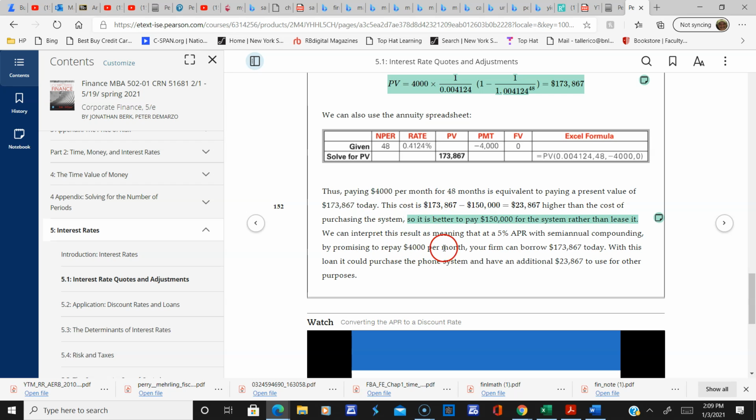So they say we can interpret this result as meaning that at a 5% APR with semi-annual compounding, right here, whoops, hold on. Let me highlight that. Very good. By promising to repay $4,000 per month, your firm can borrow $173,867 today. With this loan, it could purchase the phone system and have an additional $23,000 to use for other purposes. And I kind of don't agree with that. All right.